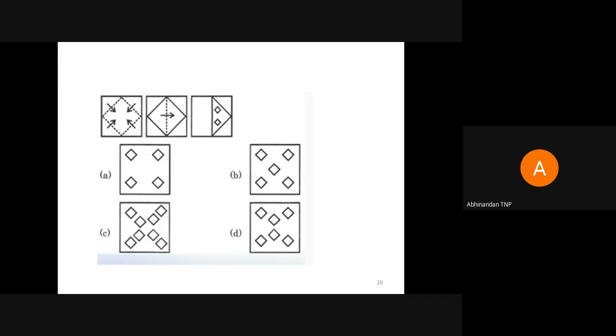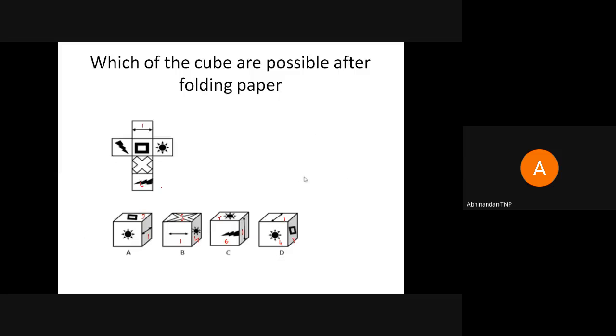Now, we will go for another type of question. This is a 3D shape. Which of the cubes are possible after folding a paper? Now, this is a paper and we have to fold it, and after folding the paper, what kind of cube do you get? Just write the numbers on this, because specific symbols are mentioned on it. This is the unfolded form of a cube.